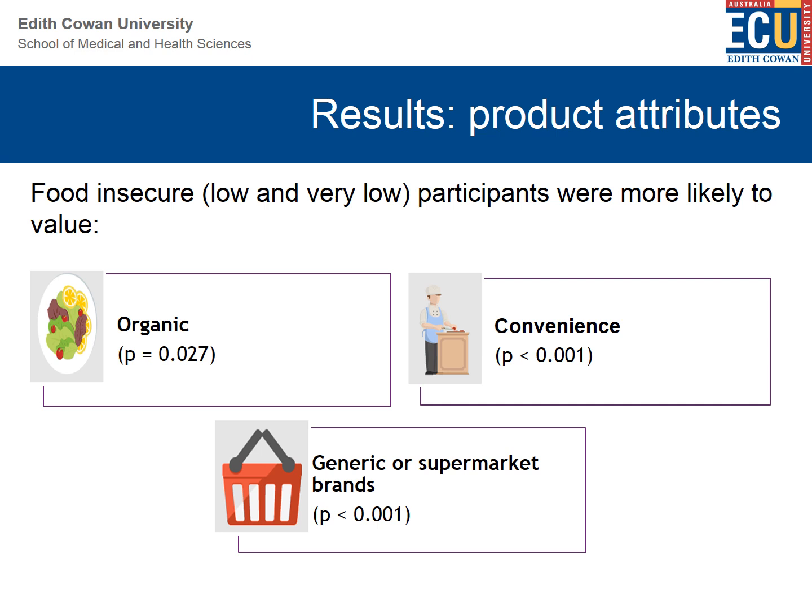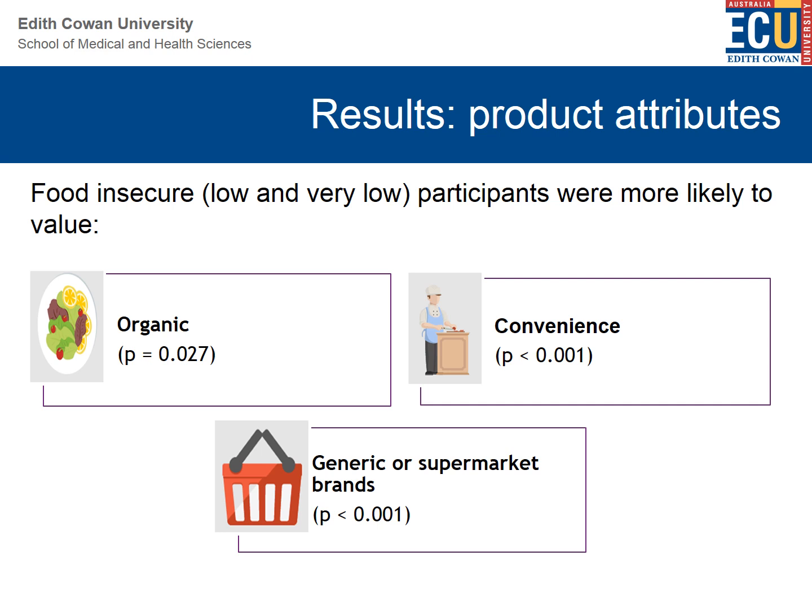Food insecure respondents in this study were more likely to value organic, convenience, generic, and supermarket branded products. Both convenience and supermarket branded products have previously been found to be favored by food insecure people. Supermarket branded products are generally found to be cheaper and are therefore desirable to people on low incomes. Convenience products are desirable to food insecure people who potentially have very busy lifestyles and are time poor.